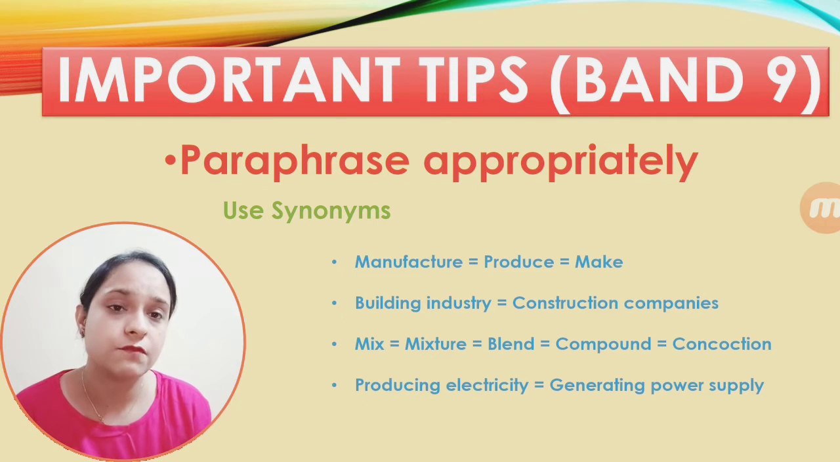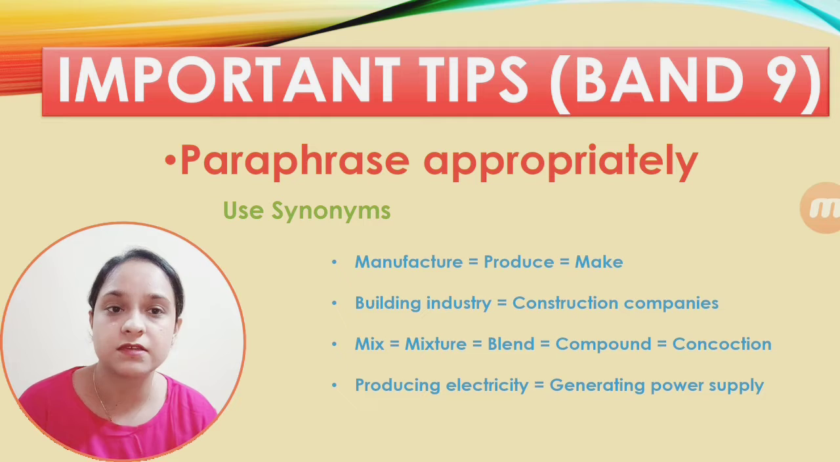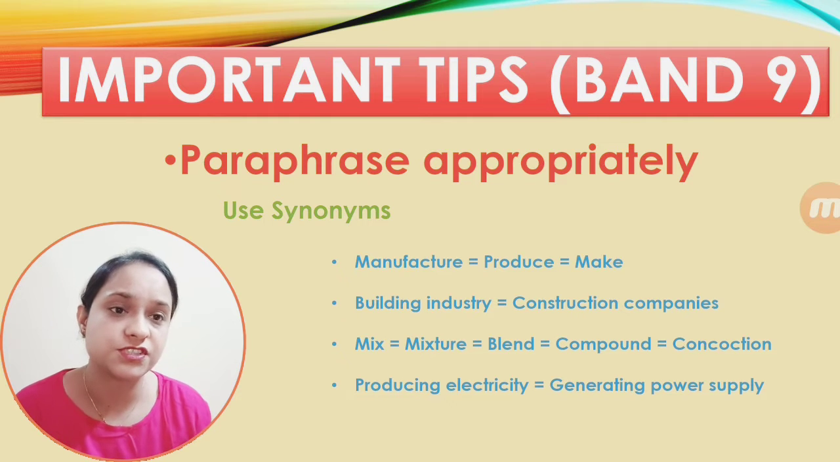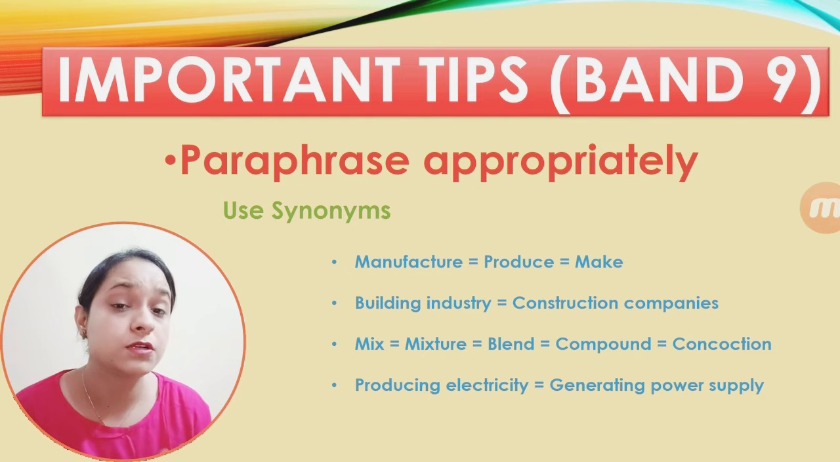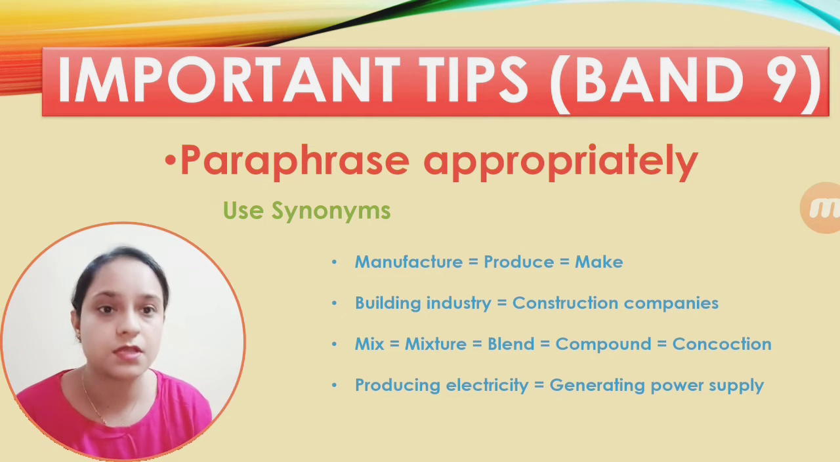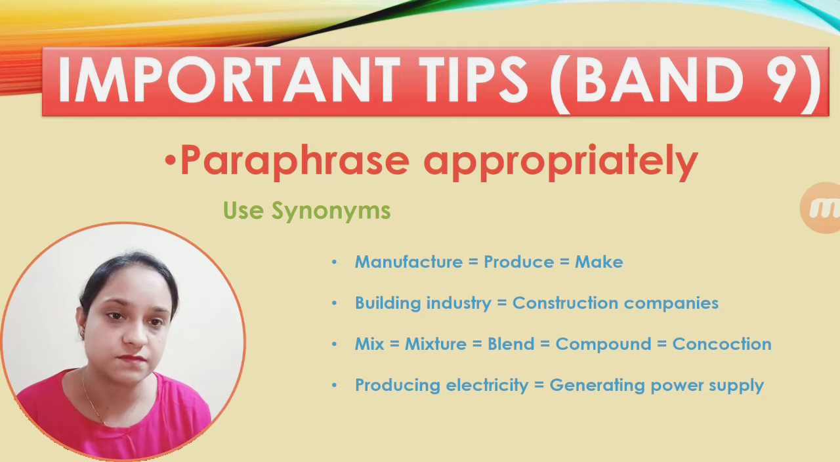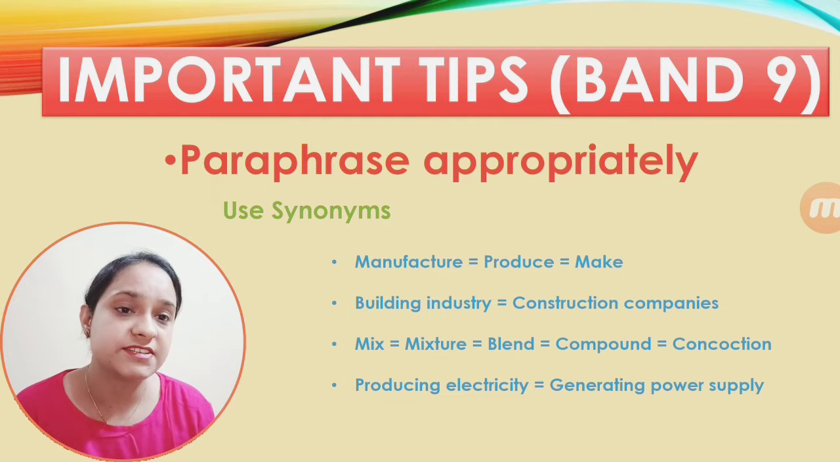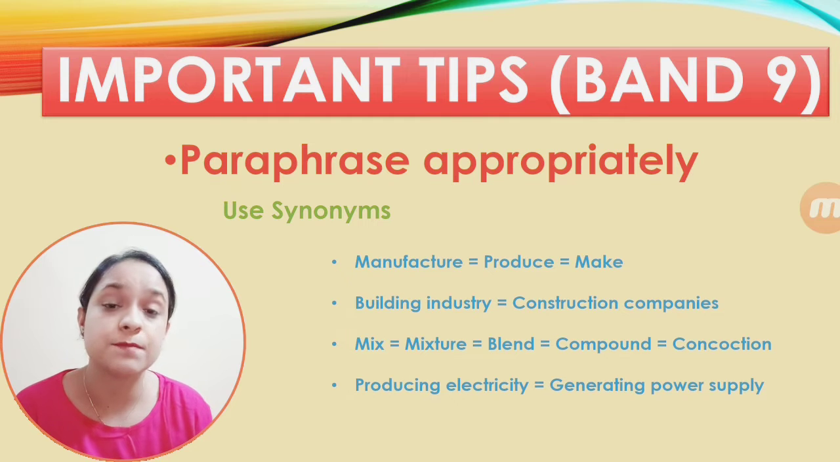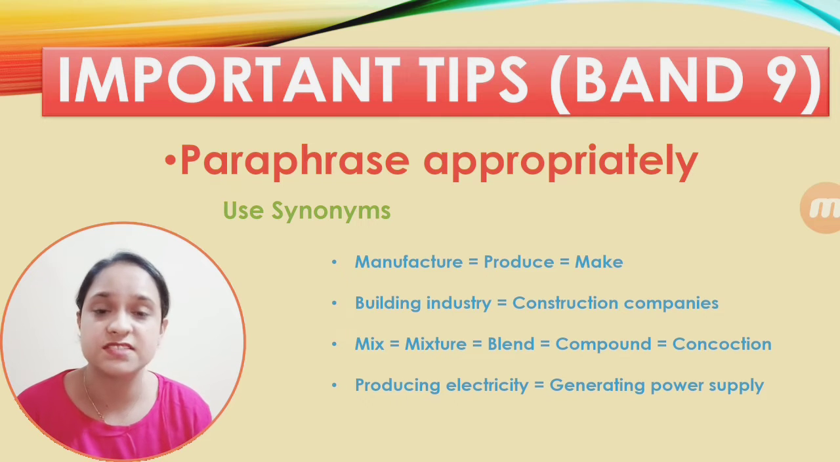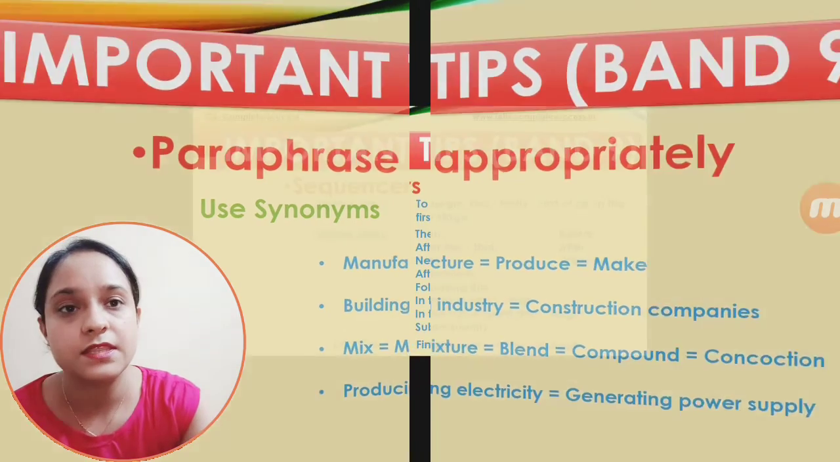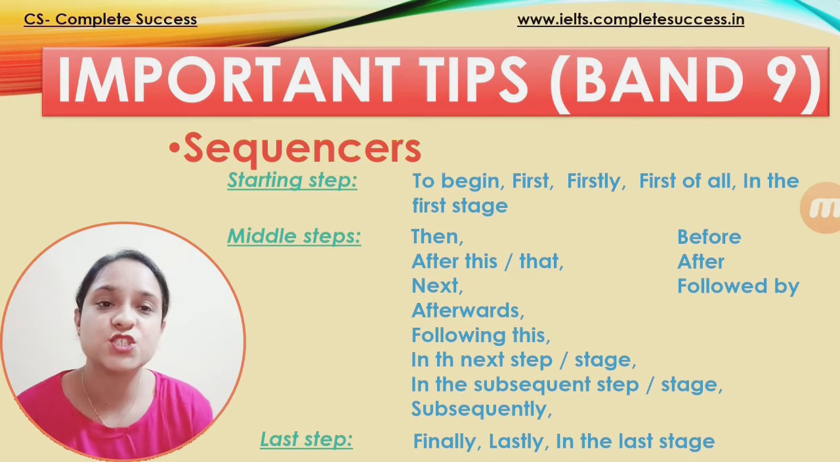For manufacture, we can use synonyms like produce, make. For building industry, construction companies. For mix, mixture, blend, compound, concoction. It is also mix or mixture of something. Producing electricity, we can write as generating power supply. So here are a few examples. It is really important that you use synonyms if you really want to get good bands, because paraphrasing is really essential.